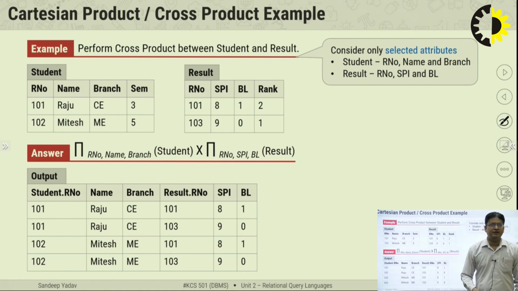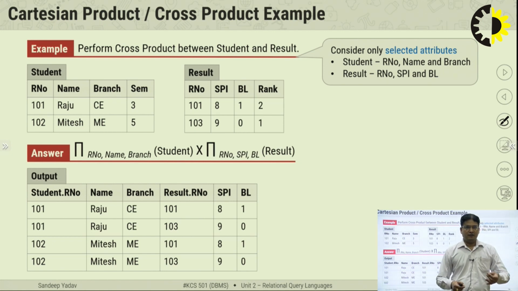As I have already mentioned, the total number of tuples in the resultant relation will be equal to the total number of tuples in one relation multiplied by the total number of tuples in the other relation.